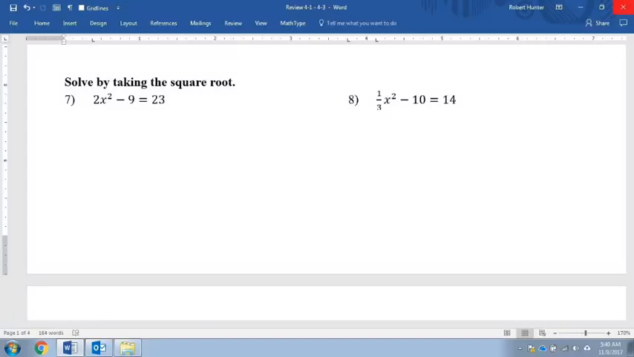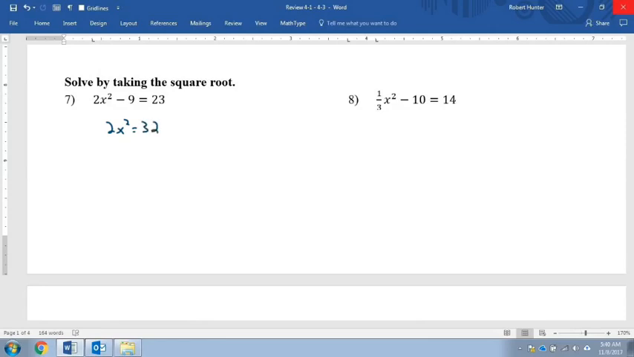Alright, here we go. Number 7, 8, 9, and 10. Solve by taking a square root. Well, again, solve by taking a square root in order to get rid of that. But to do that, we got to get down to just the x squared to get rid of everything else. So I'll add the 9. So 2x squared equals 23 plus 9 is 32.